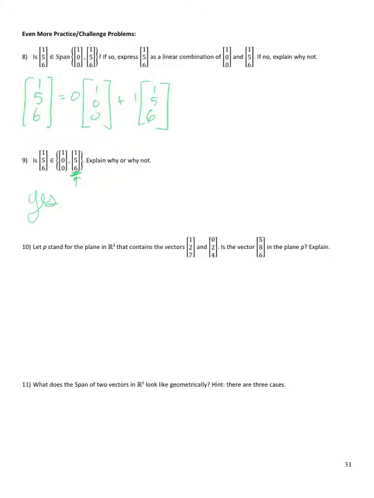Let P stand for the plane in R3 that contains the vectors (1, 2, 7) and (0, 2, 4). Is the vector (5, 8, 6) in that plane? This is just a fancy way of asking, is (5, 8, 6) a linear combination of (1, 2, 7) and (0, 2, 4)? So I'm saying, are there some weights, x1 and x2, such that x1 times (1, 2, 7) plus x2 times (0, 2, 4) equals (5, 8, 6).